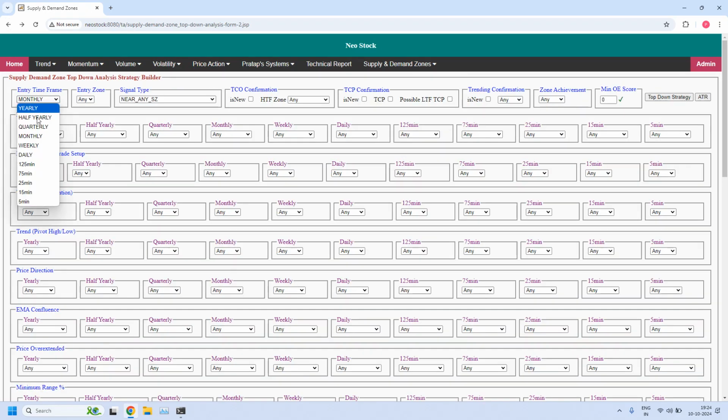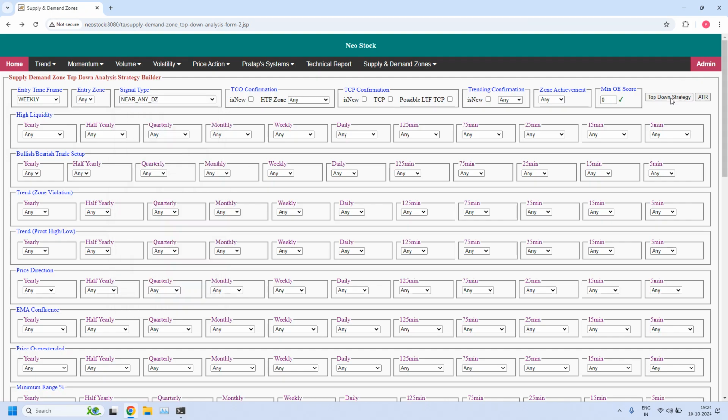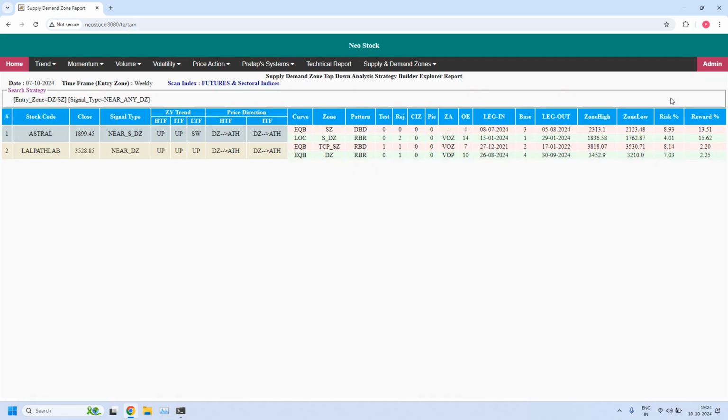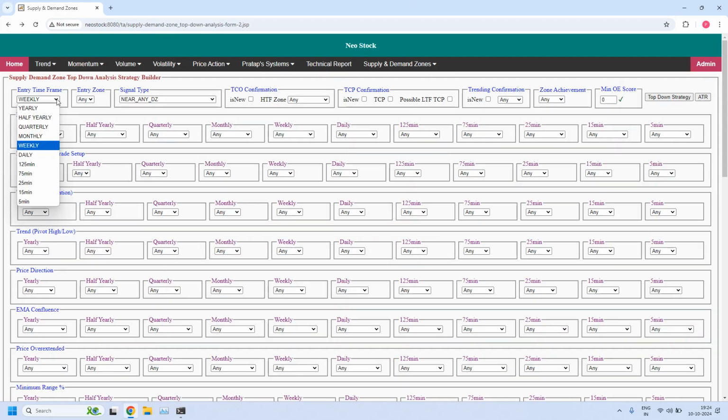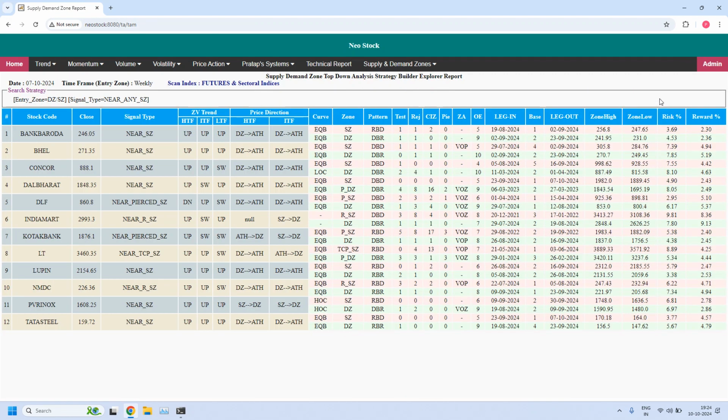Next time frame is weekly. Let us find the stocks near weekly demand zone. 2 stocks are filtered near to the weekly demand zone. Next, for weekly time frame, let us find the stocks near weekly supply zone. 12 stocks are filtered.